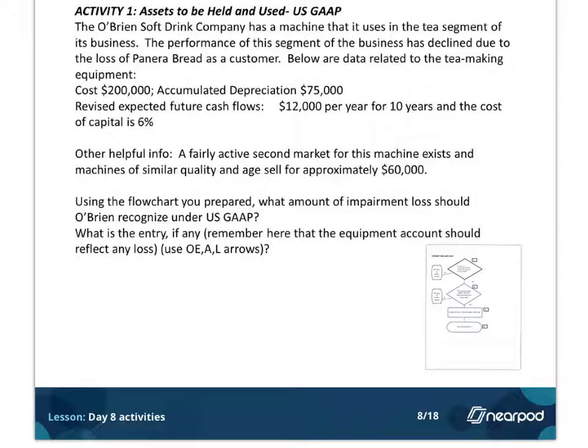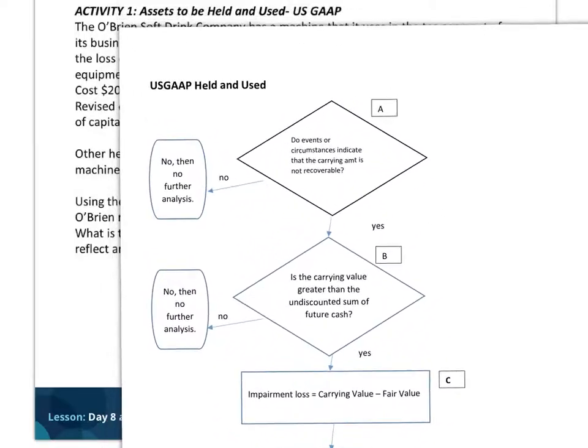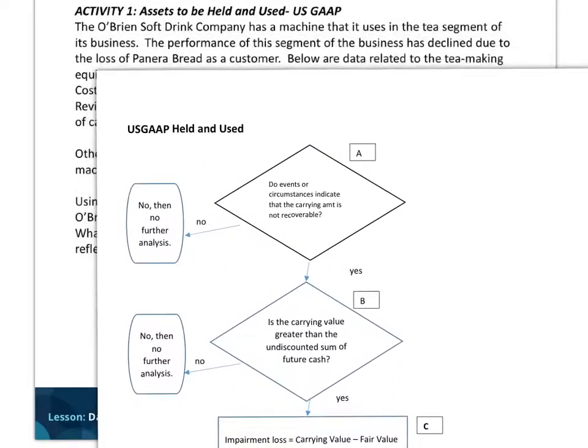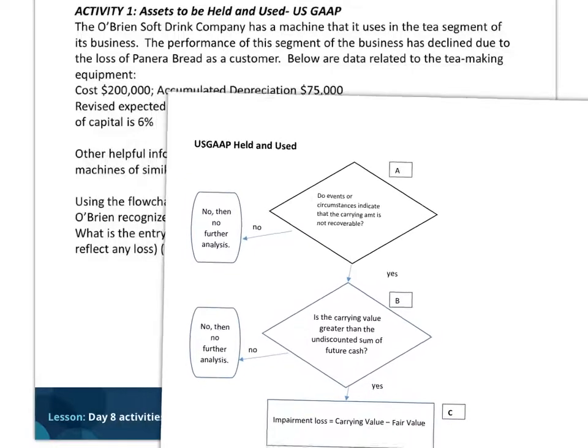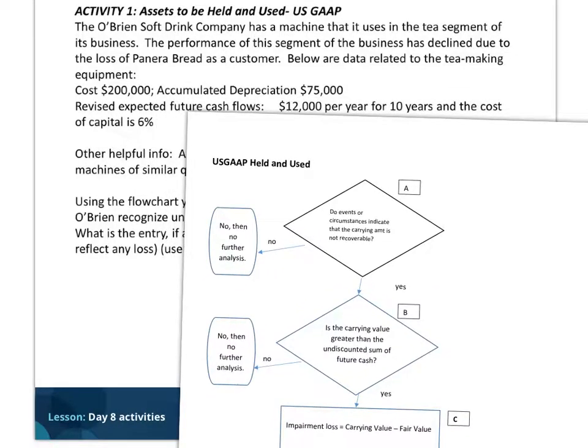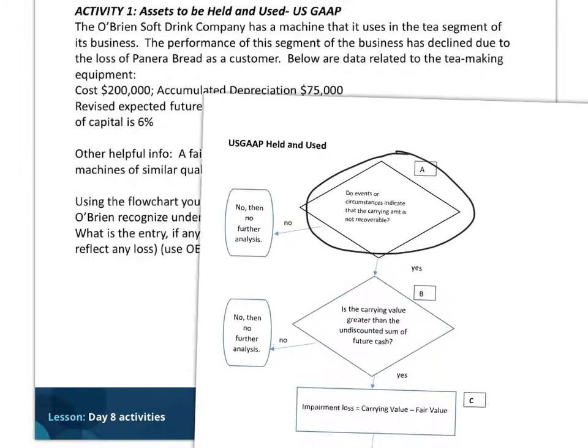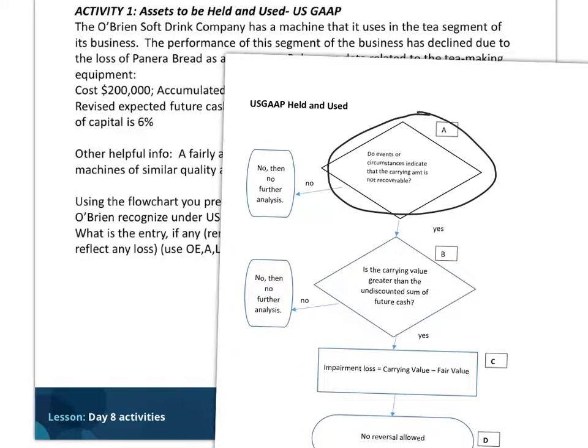What amount of impairment loss should be recognized? So if we open up the flow chart, we basically know the first thing that we need to do is, and I basically told you the events and circumstances indicate there's a problem. So this piece is kind of an assumed piece. All right, but looking down the flow chart, let's see what's next. Is the carrying amount greater than the undiscounted sum of future cash flows?